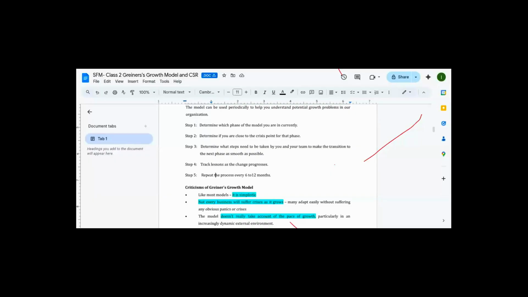Phase 5, we have to repeat the process every 6 to 12 months. So it's supposed to be a continuous exercise. It's an unending exercise. If the company can continuously review the phases using all these steps, it will help us to experience spontaneous growth. It will help us to improve on our performance, increase our competitiveness, and meet the expectations of the shareholders.